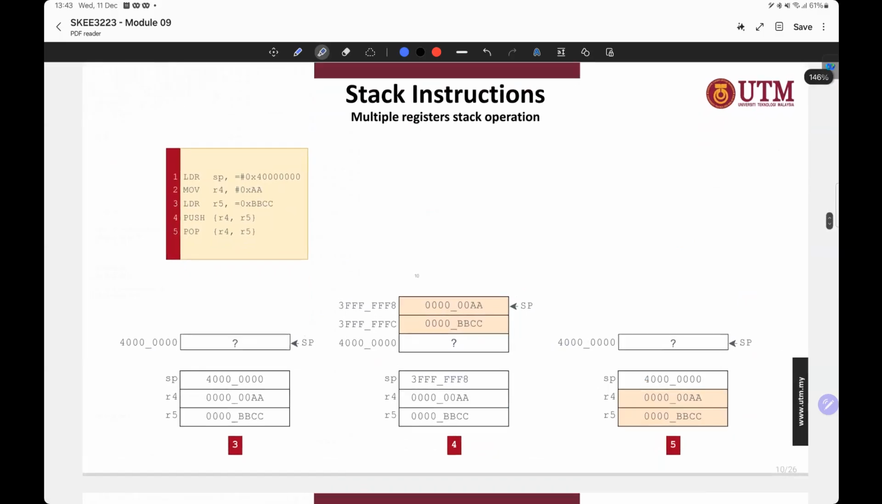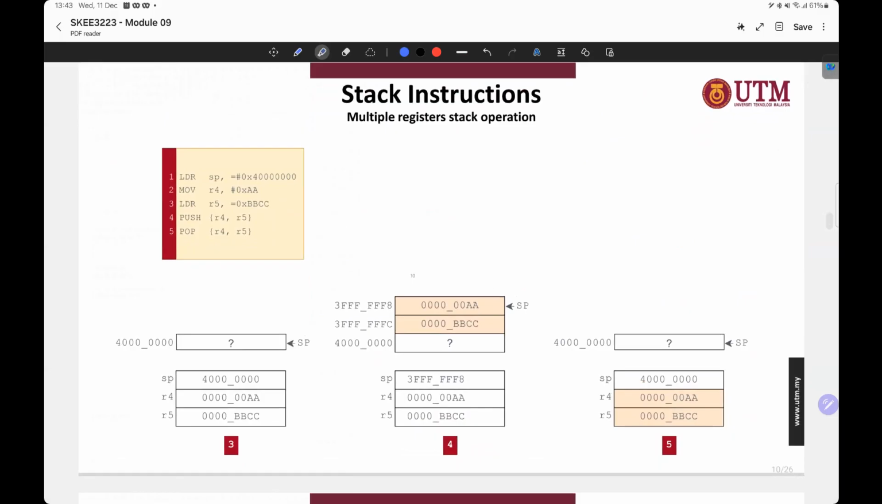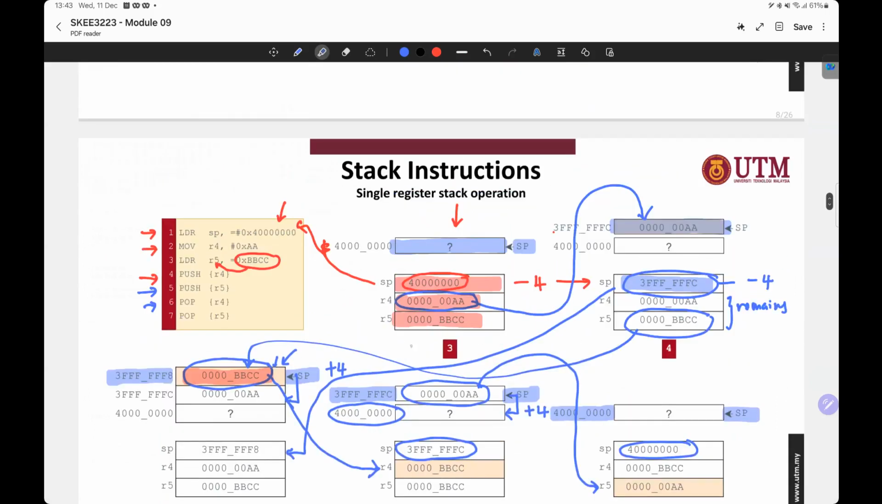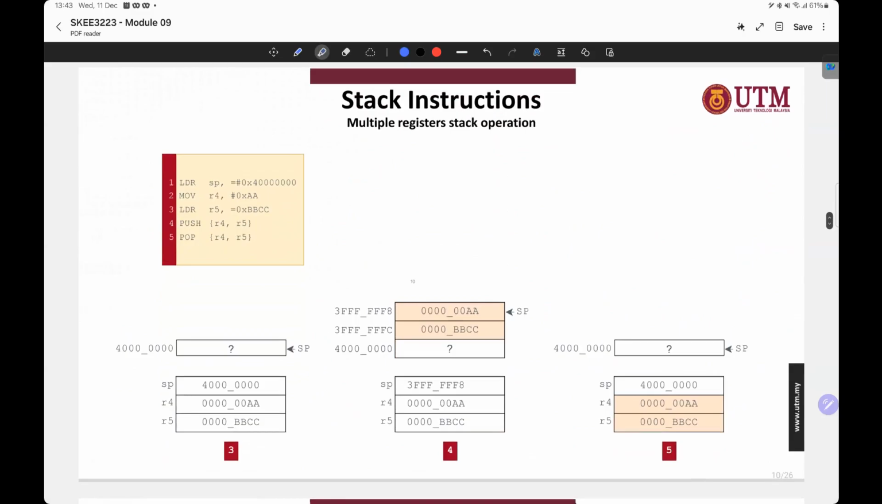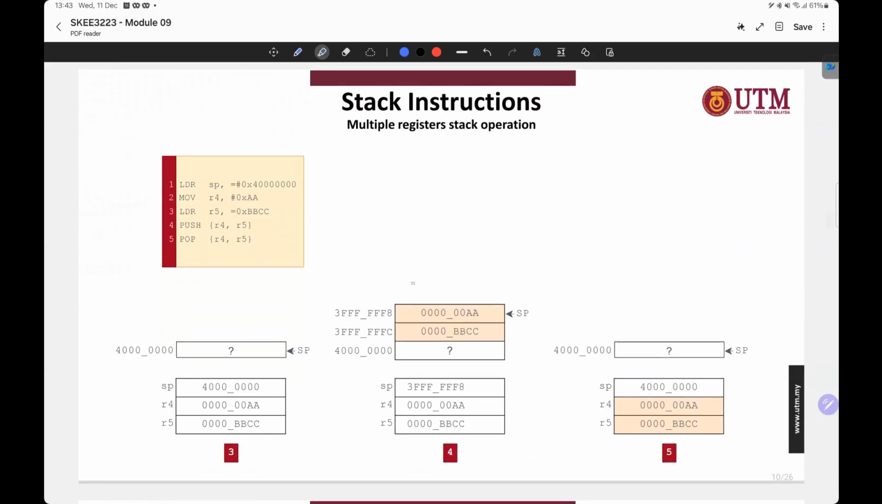Okay, so these are the examples, the same program like this one. Apart from that, now we push and pop the data using multiple registers. Again, you can see here LDR SP equal to 0x. Please discard the hashtags. Every time you use LDR, the hashtag will not be there, because you already have the equal symbol.